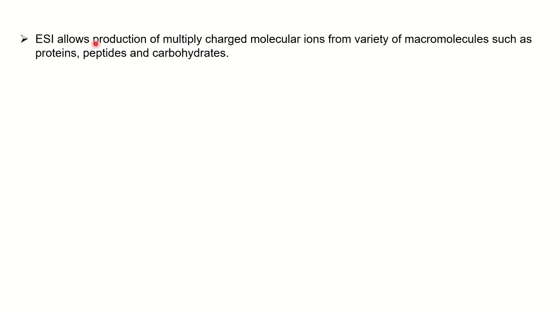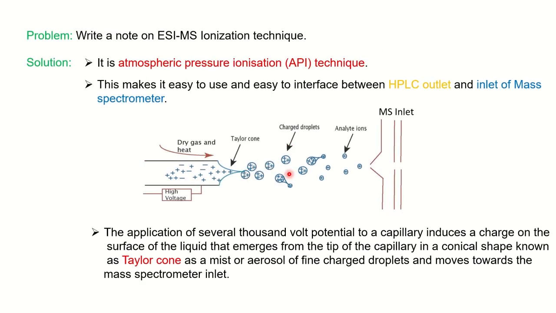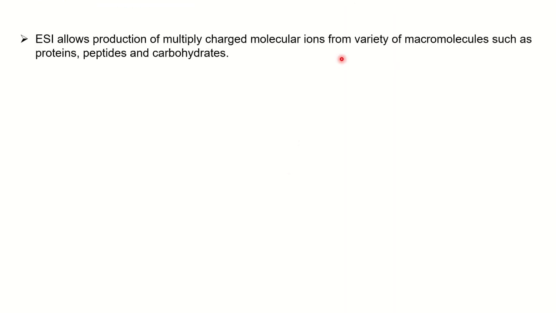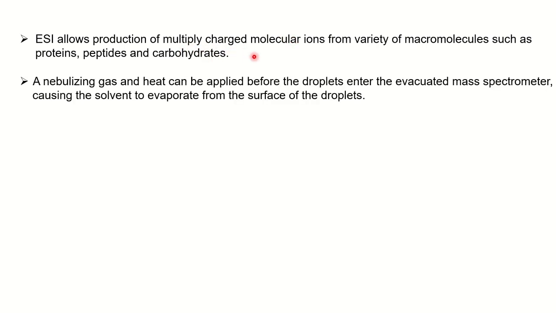So what is the advantage? It allows the production of multiply charged molecular ions. As you can see in this diagram, multiple charged droplets have been generated here. From a variety of macromolecules such as proteins, peptides and carbohydrates, one can generate multiply charged molecular ions. We have already covered the point that the nebulizing gas and heat are applied before the droplets enter the evacuated mass spectrometer, causing the solvent to evaporate from the surface of the droplet.